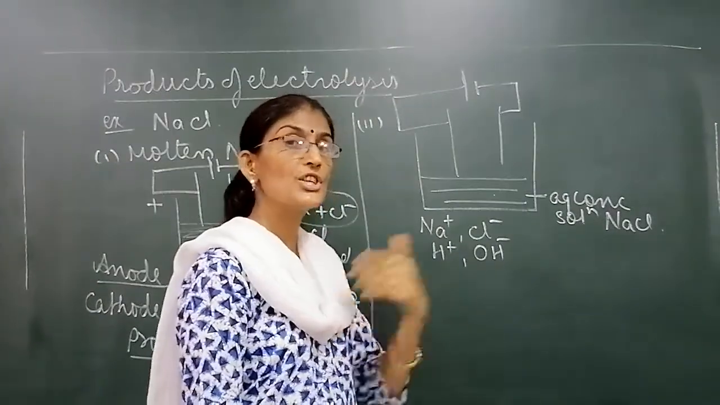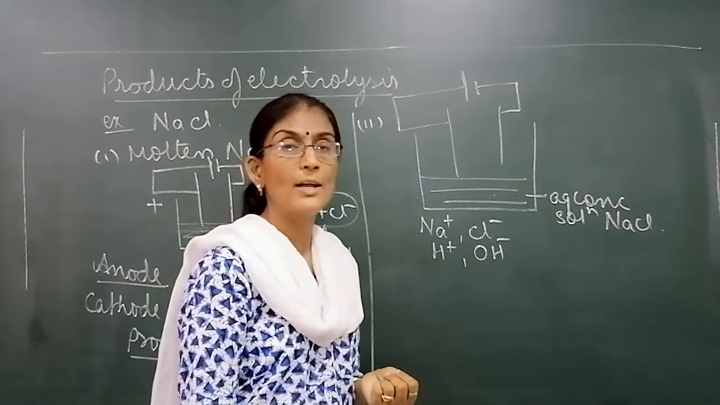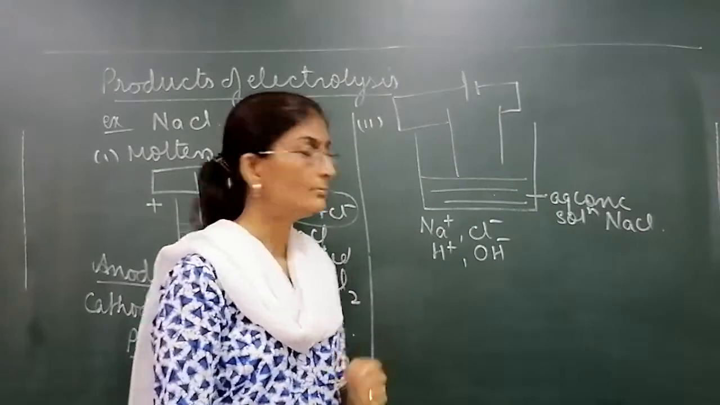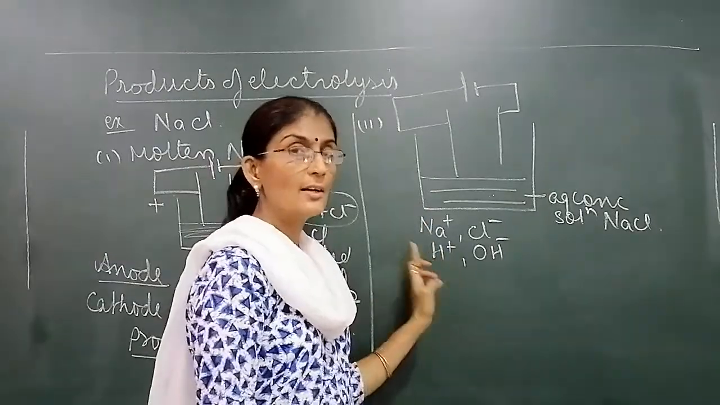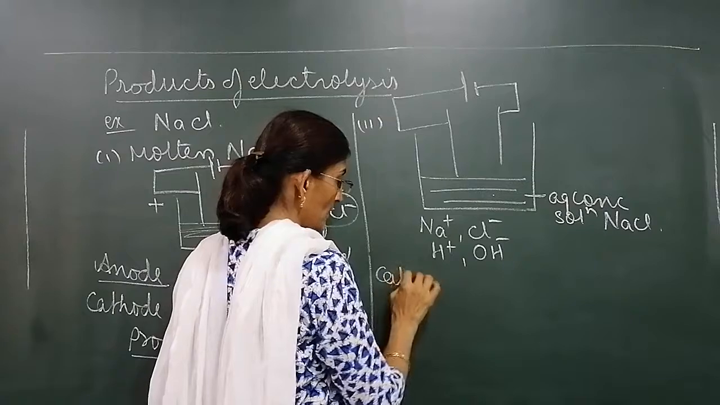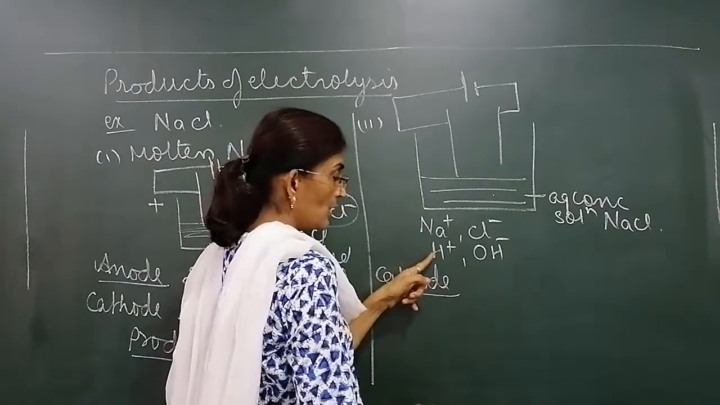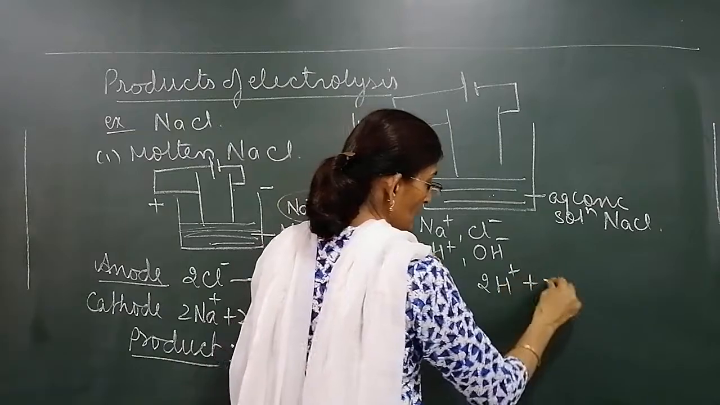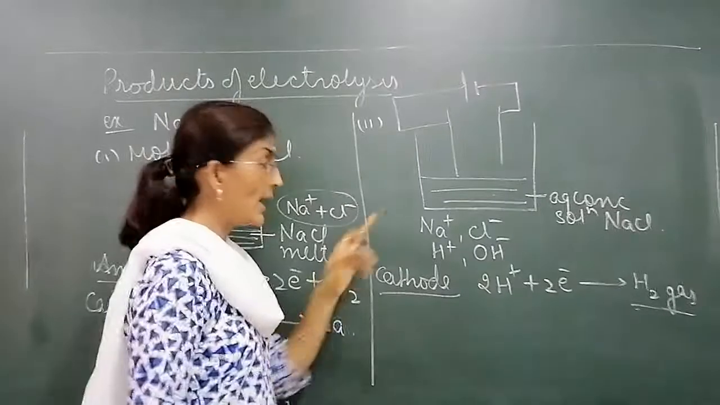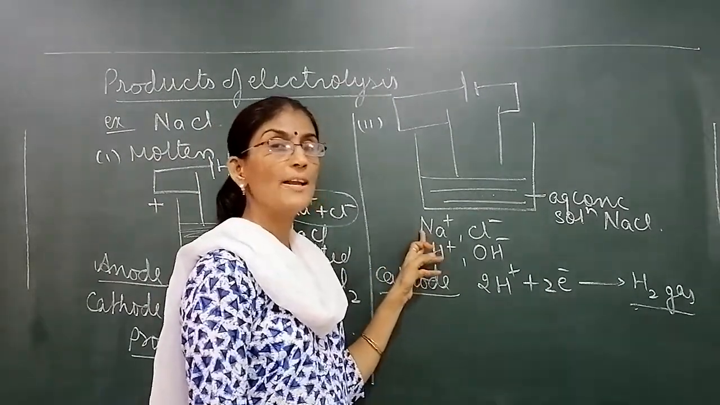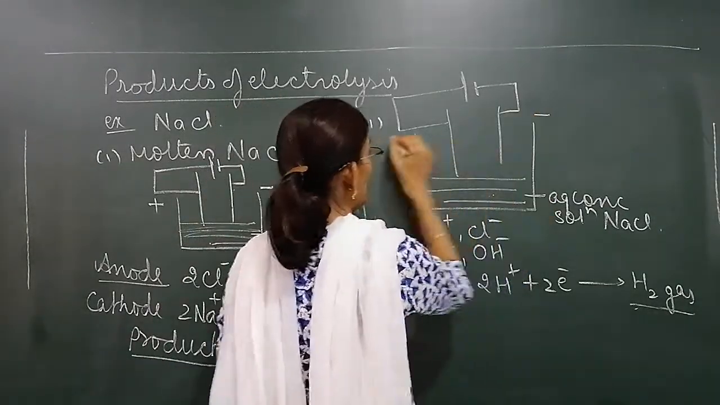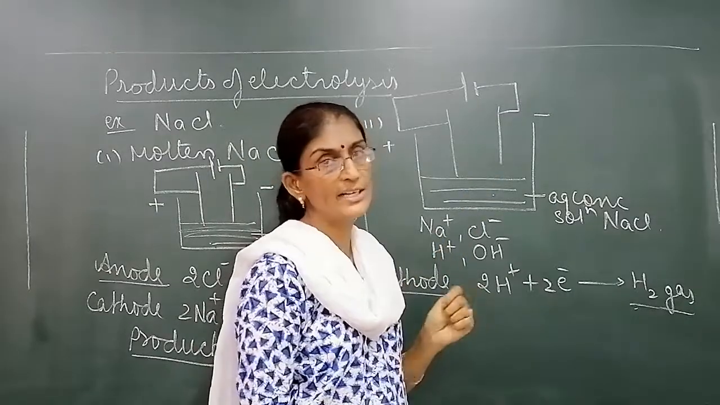Now the question is, which cation will move towards cathode and undergo reduction? The one which is having more reduction potential. Out of sodium ion and hydrogen ion, the reduction potential of hydrogen ion is more. So at cathode, H plus will move towards cathode, undergo reduction and form hydrogen gas. So hydrogen gas will be produced at cathode. Why not Na plus? Because reduction potential of Na plus is less compared to H plus. So H plus will move towards cathode, undergo reduction, and hydrogen gas will be released here.